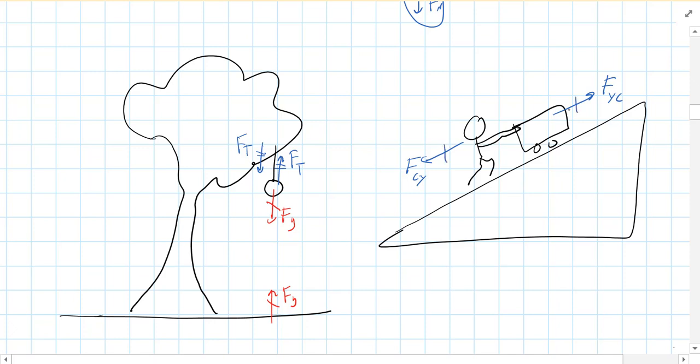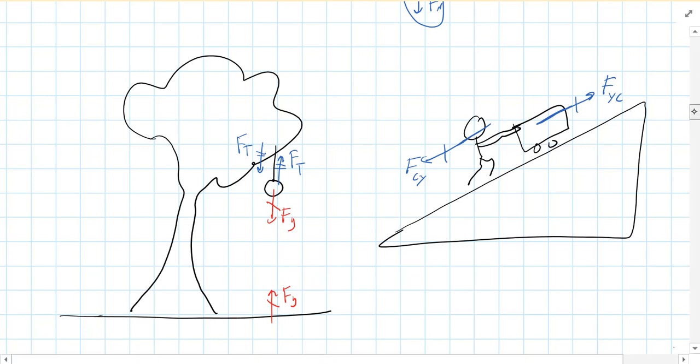Now, does it matter if the cart's moving up the incline, down the incline, accelerating up the incline, or accelerating down the incline? No. Those two blue arrows will always be the same. Now, let's say you push harder to make the cart accelerate up the hill. Well, the cart will push harder on you, okay, which means something else has to be going on. And that's my next example. I got two more quick examples.